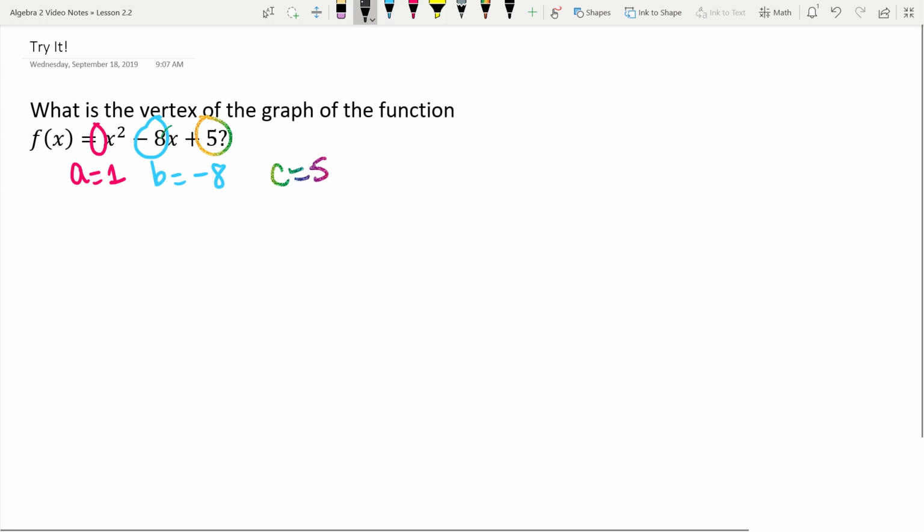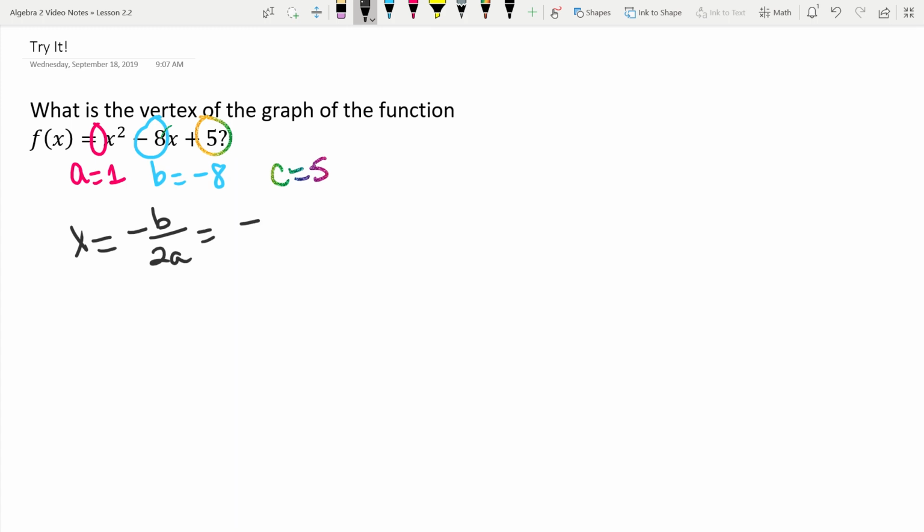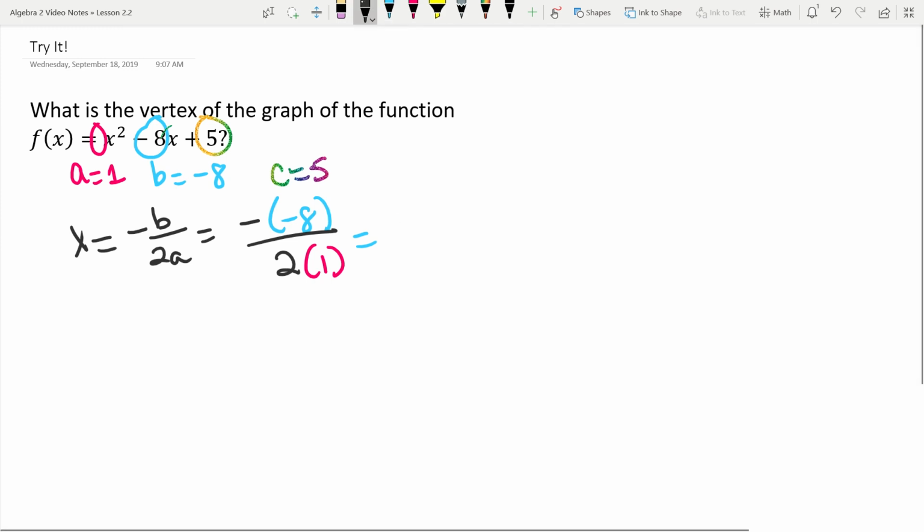All right, so now let's write down the formula. The formula for the vertex, x equals negative b over 2a. So we got negative 8. This is where we plug in b over 2a. So two negatives make a positive, so we get positive 8 over 2, which is 4. So x equals 4.